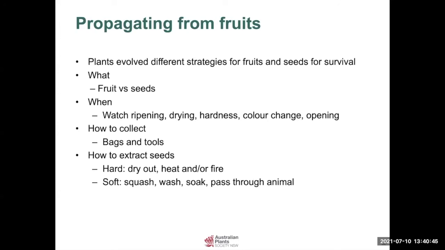And then depending on whether the fruit is hard or soft, there are different ways to extract the seed. Sometimes it's just a matter of squashing the fruit, something like a Dianella to get the seed out. With something like a Banksia, you might need to heat it, dry it out and heat it to allow the follicle to open.